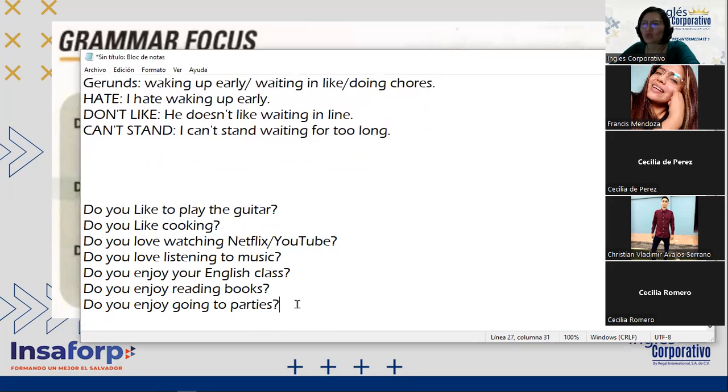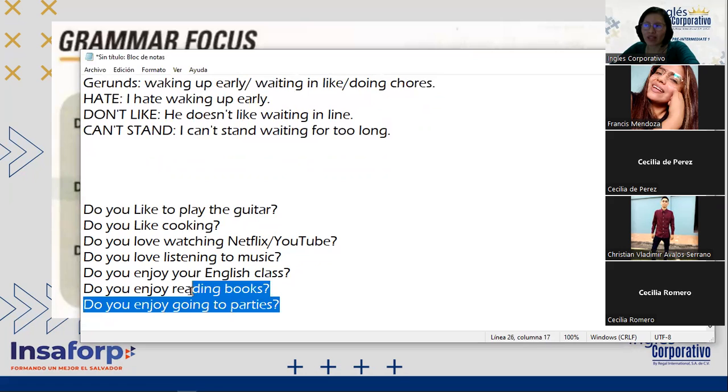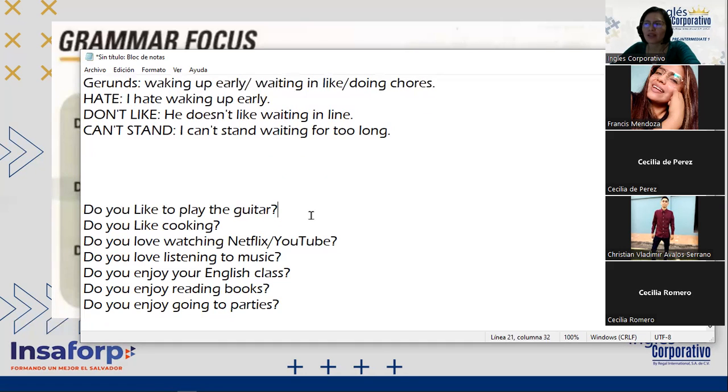Y si no quiere hacer una, vaya. Si se fijan, chicos, todas estas llevan, es un sí o un no. Entonces la conversación se va a quedar corta ahí. Si de repente usted llega y, do you like to play the guitar? Yes, I do. No, I don't. Do you like cooking? Yes, I do. No, I don't. Do you love watching Netflix or YouTube? Yes, I do. Or no, I don't. Do you love listening to music? Yes, I do. No, I don't.